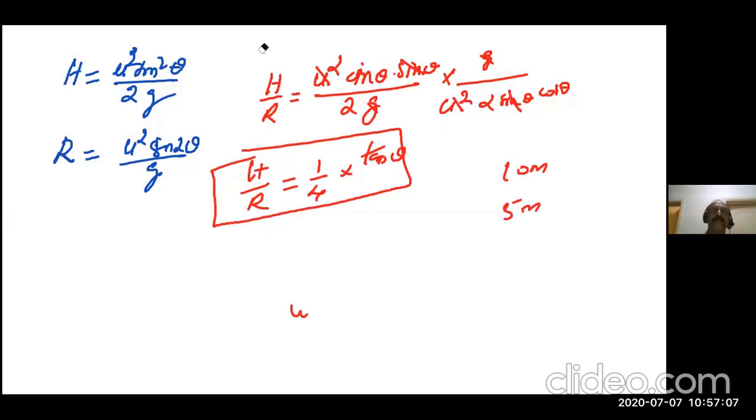Clear? Sir, can we write? Yes. H is equal to U squared sine squared theta by 2g. Horizontal range R is equal to U squared sine 2 theta by g. Then H by R.